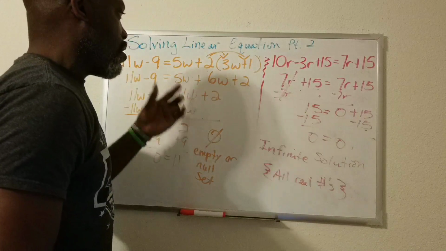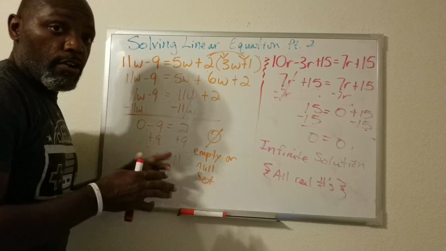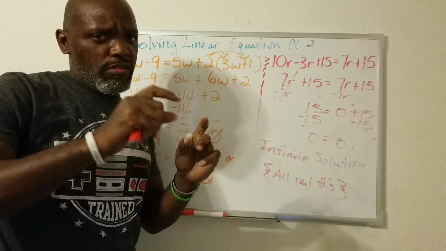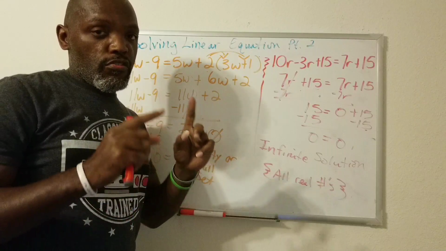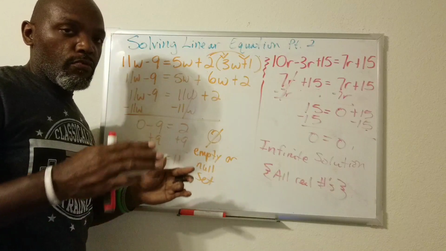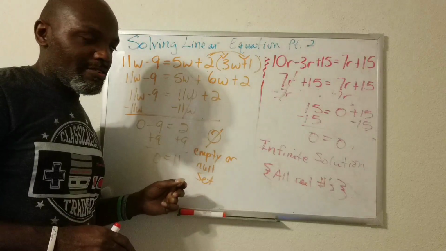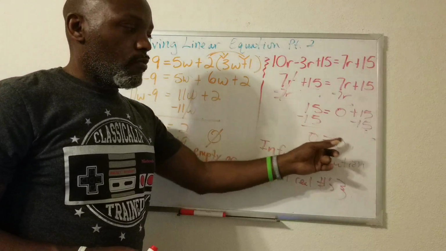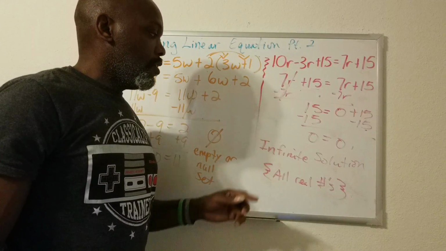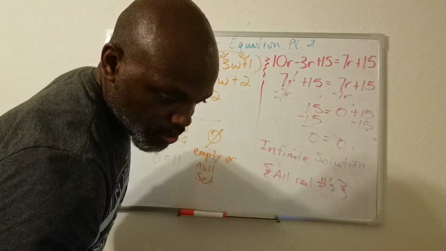So the first problem we solved, there was one solution. On this one, usually you're solving for a variable, and that's your one solution. If a variable equals a number, that means there's only one solution. If your variable cancels out and the left and the right numbers do not equal each other, that means it's an empty or null set. If both sides do equal each other and the variable is canceled out, then it's all real numbers, meaning any number would satisfy that equation.